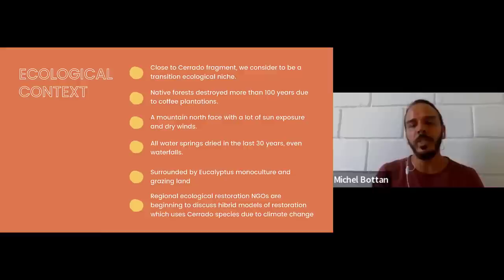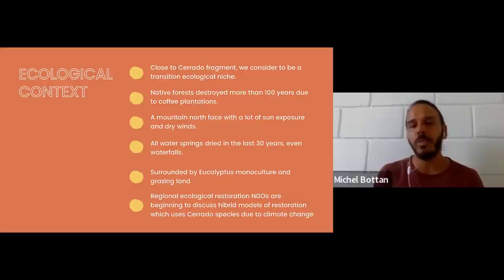And our native forests were destroyed more than 100 years ago due to coffee plantations, monoculture. We are on a north face, so we have a lot of sun exposure and dry winds. All the water springs here dried up in the last 30 years, even waterfalls. And we are now surrounded by eucalyptus monocultures and grazing land.